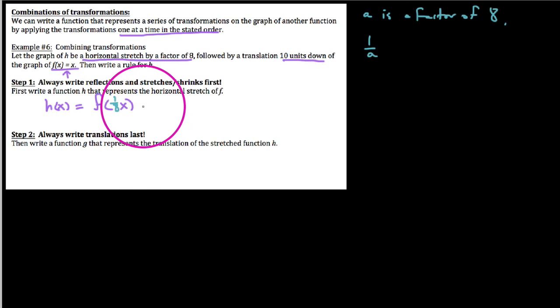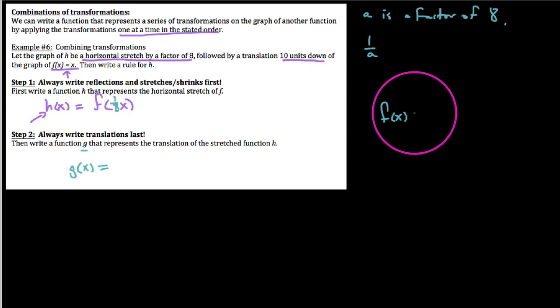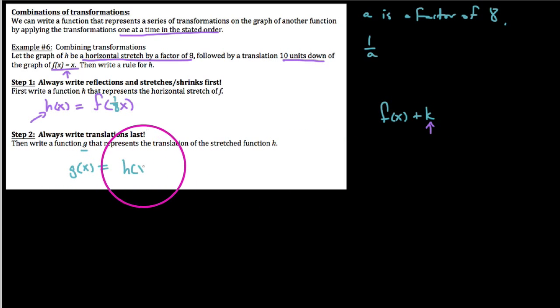Now what I want to do is write a function g that represents the translation of the stretch function h. So we have this function h, and we want to write some new function g of x, which is really just h of x shifted 10 units down. Remember what we know about vertical translations, either up or down: we're either adding on or subtracting off some constant, usually denoted by the letter k. So g of x is h of x, shifted down 10.